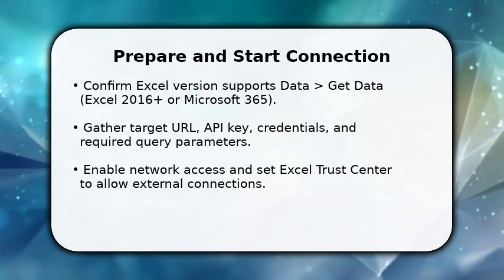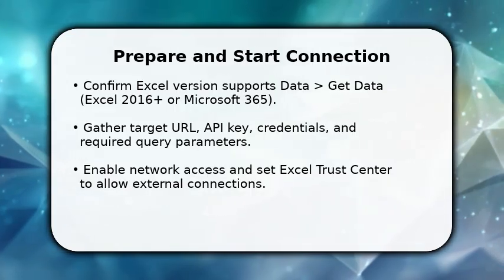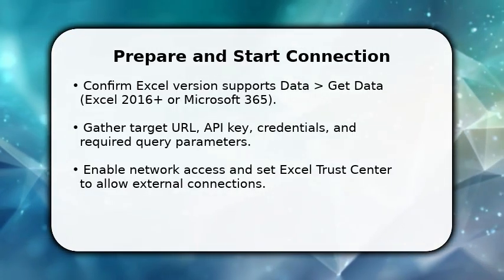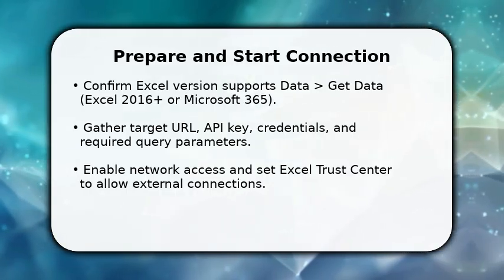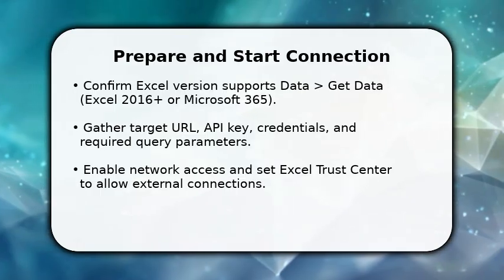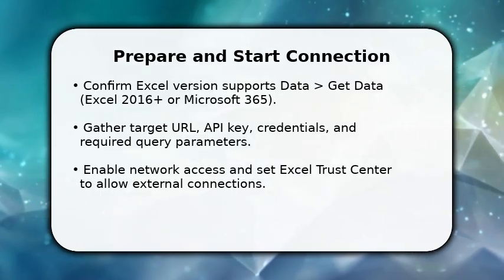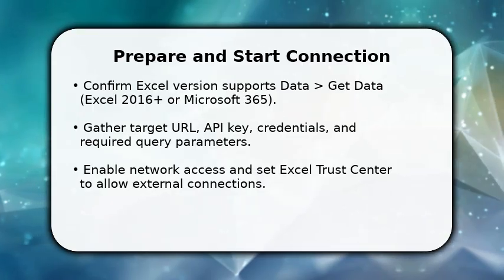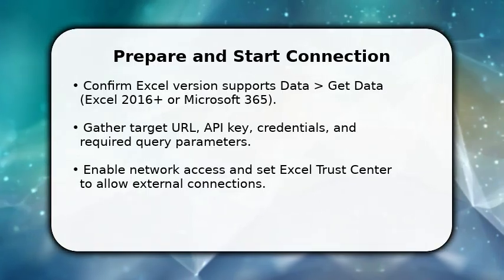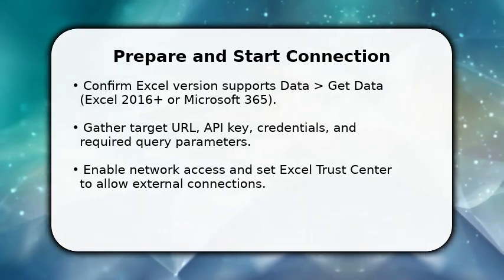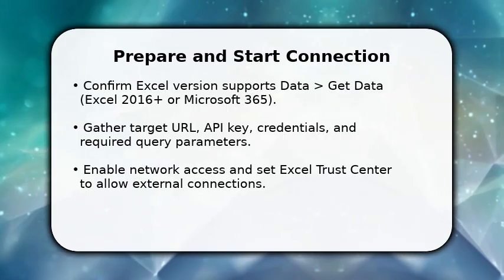You'll begin by validating prerequisites and initiating the first connection. Open Excel and confirm you have Get Data in the Data tab. This is required. Once done, copy the target URL or API endpoint and your API key or user credentials into a secure note. Make sure Excel's Trust Center allows external data connections and that your firewall permits outbound HTTPS.